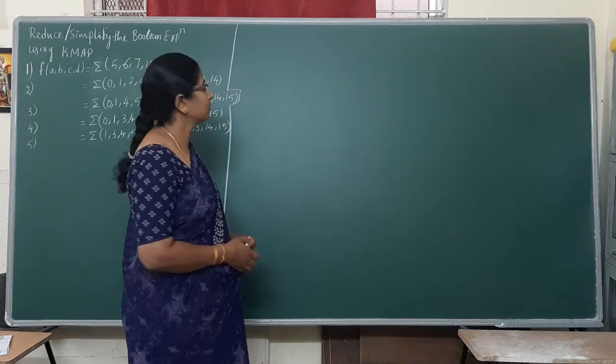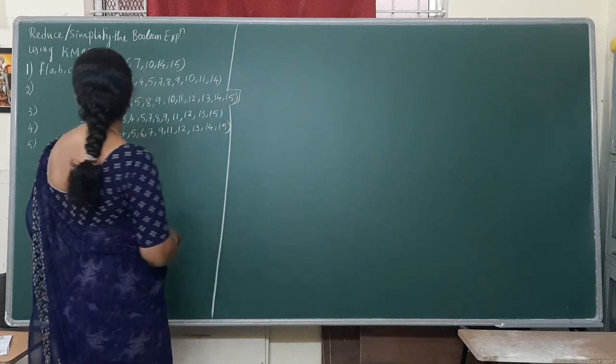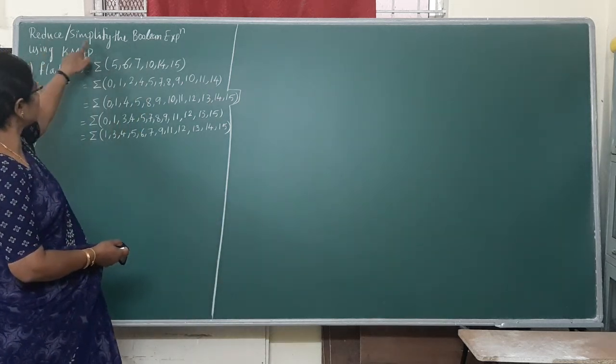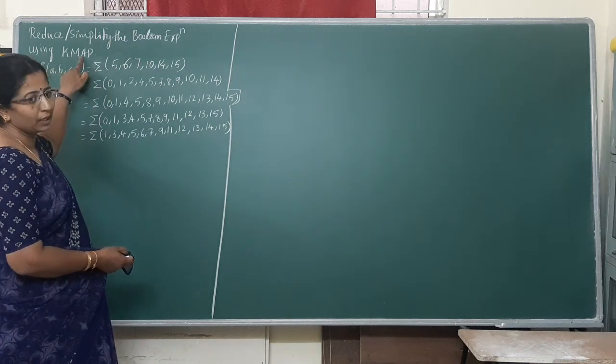Good morning students. We'll continue your 4 variable K-map problems. First problem, that means the question: reduce or simplify the given Boolean expression using K-map.